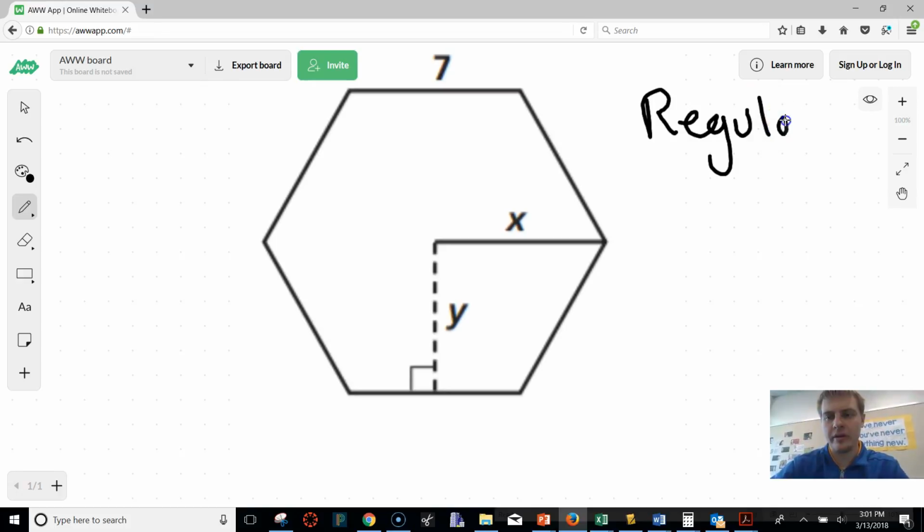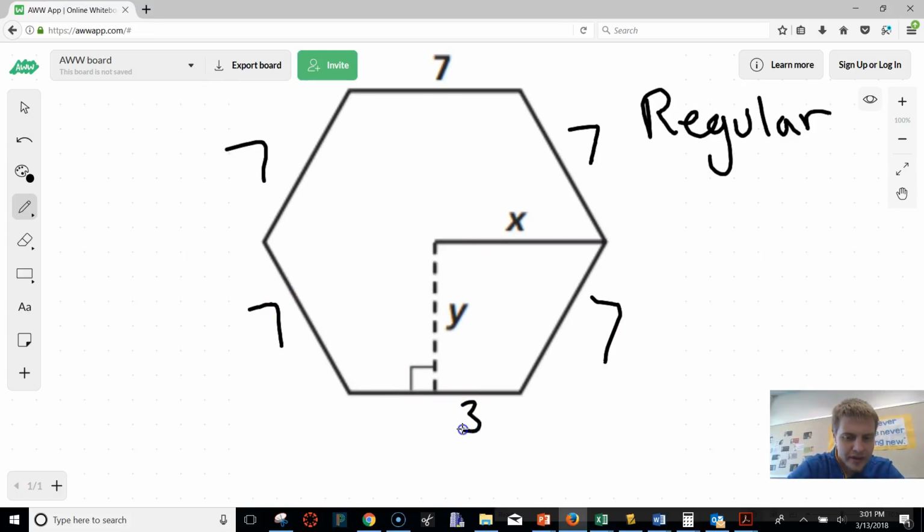And if you know that it's regular, what you get to know from that is all the sides are the same. So that's 7, that's 7, that's 7, that's 7, and this is also 7, but really it's probably easier to think of as 3.5, 3.5, because it looks like they perpendicularly bisected that. So now what I think the easiest thing to do is, if I only know y is this line right here, a lot of times making triangles is easy to find what these things are, so we're going to make a triangle.